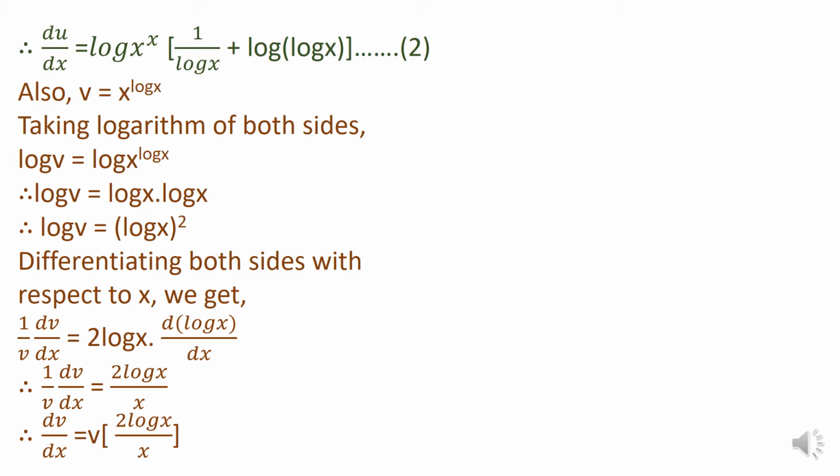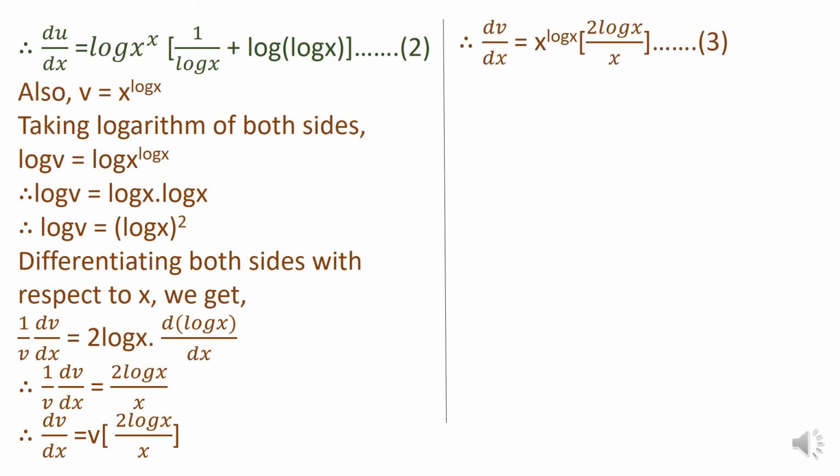Then in the next step, dv by dx is equal to v into 2 log x upon x, and all that remains is substitution. So we substitute the value of v on the RHS, and thus we get this term which we label as a third term. We have got dv by dx.